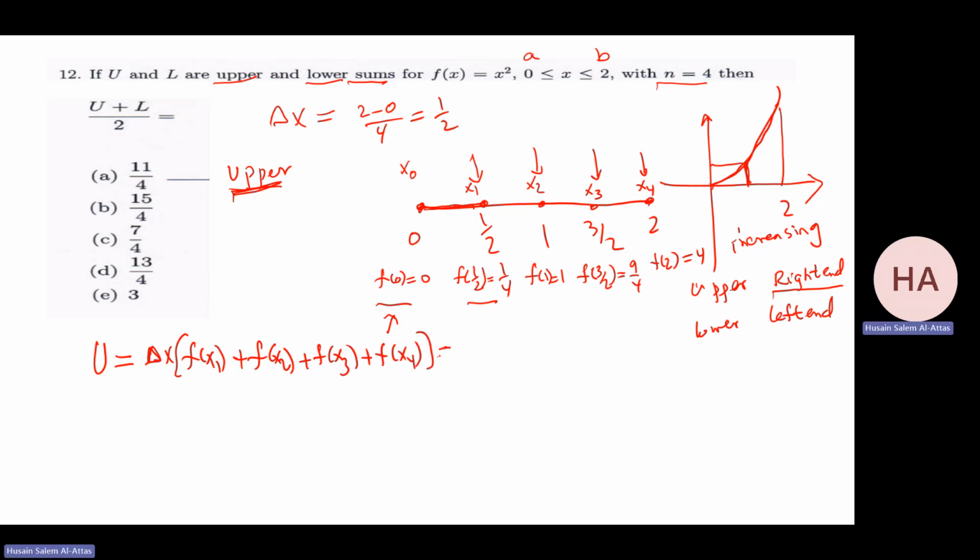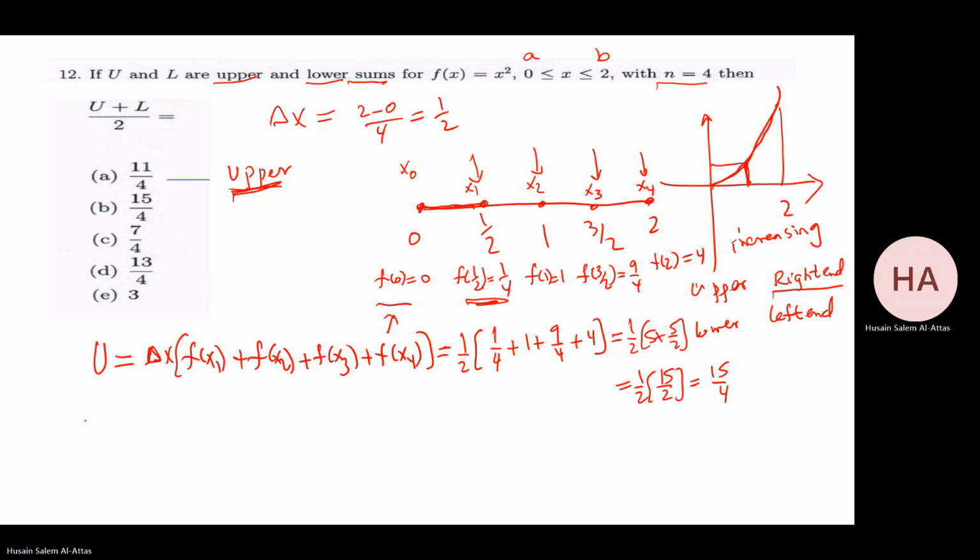Okay, what will be delta X? Delta X is half, times f of X1, this one. So I have 1 over 4 plus 1 plus 9 over 4 plus 4. And that will be what? 5. 9 over 4 plus 1 over 4 is 10 over 4, 5 over 2. So it will be half times 5 plus 5 over 2. That will be what? 10 plus 5, 15 over 2, times half, that will be 15 over 4. That will be the upper.